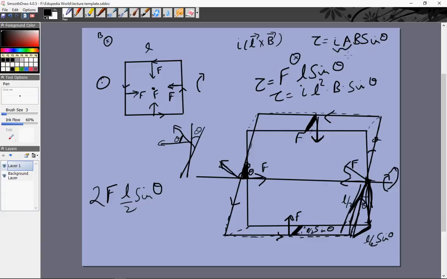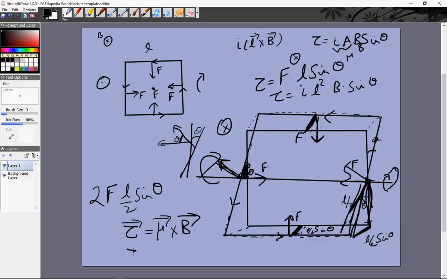Now if I call this to be mu, I call this to be B, and the angle between them is theta, then we can see that the formula is torque is equal to mu cross B. The direction is also mu cross B. This is the direction of the area vector or the direction of mu. This is the direction of B. If you take mu cross B, you'll be able to see that the torque is along this sense.